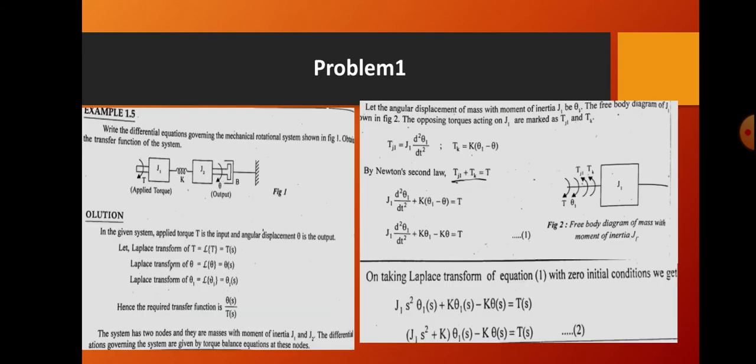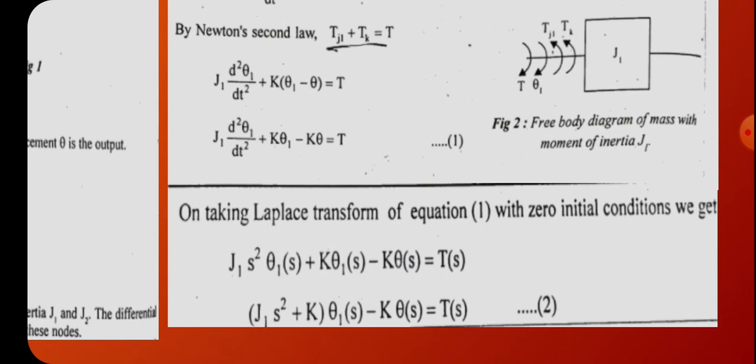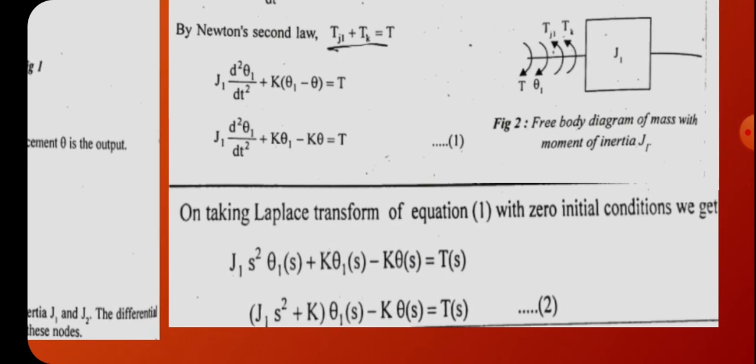We know that we have another equation in the previous slide, that is equation number 2. In equation number 2, there is a term theta 1 of s. From equation number 3, we got the value of theta 1 of s. So we can simply substitute the value of theta 1 of s into this equation. That is, we can substitute equation number 3 into equation number 2.